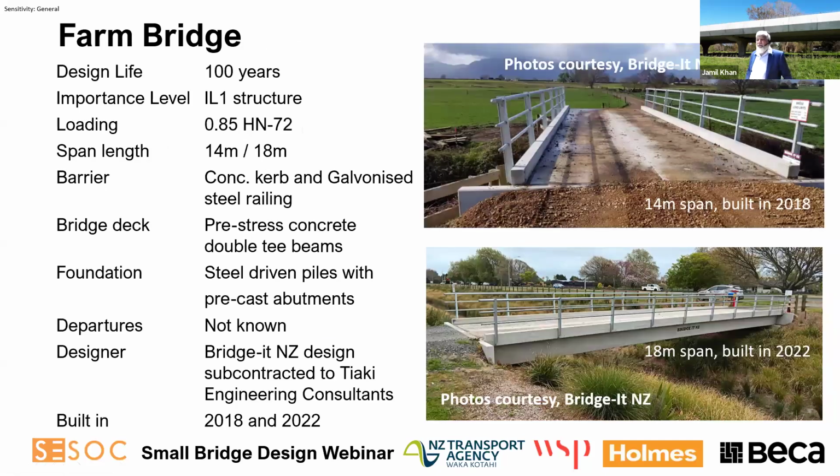The other example, the farm bridges, courtesy of Bridge It, New Zealand. So we took two examples from their website, and they have two examples which are farm bridges. They have a number of examples, but I picked two. One is the 14-meter span, which was built in 2018. Another one is the 18-meter span, which was built in 2022.